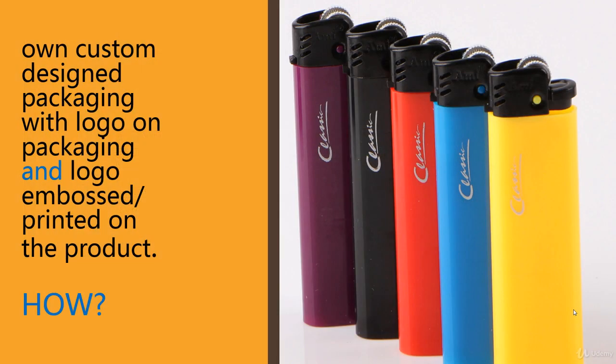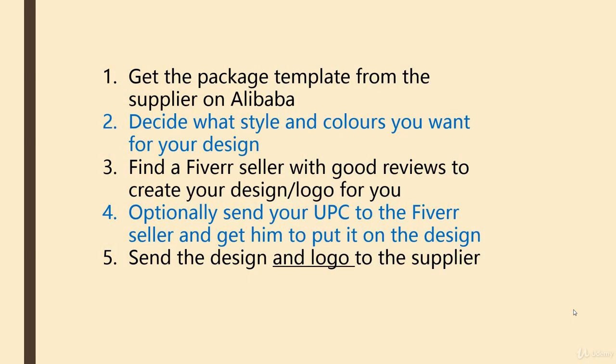Now, the next level up is having your custom packaging and having a logo printed or embossed on the product. Now, how do you do that? Well, it's all the same as we looked at in the previous step. So you've got the same process here. You're getting the package template, you're deciding on the style and colors, you're finding a Fiverr seller with good reviews, you're getting your design and your logo created, and you're sending that design to the supplier, but this time you're also sending the logo over as well as a separate file.